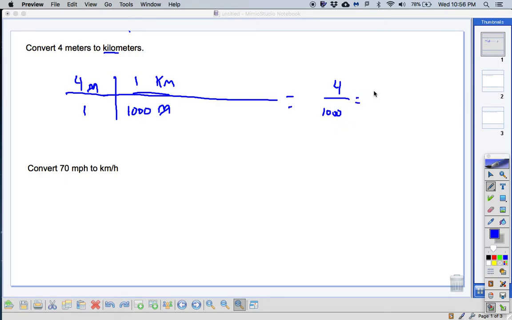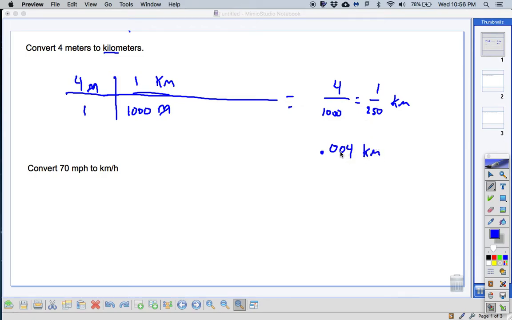And then if I reduce this, you're going to get 1 over 250. Okay, so it's 1/250th of a kilometer is what 4 meters is. The other way to do this is to put it as a decimal, and the decimal would be 0.004, 4 1,000ths. So tenths, hundredths, thousandths. So these are the same thing.